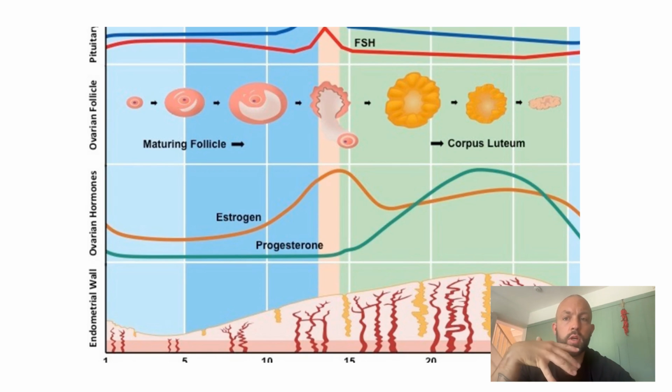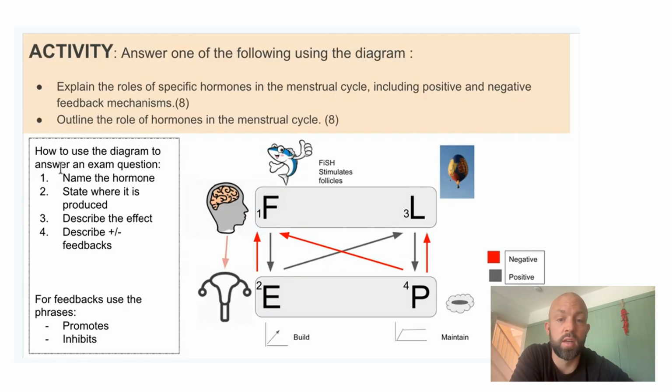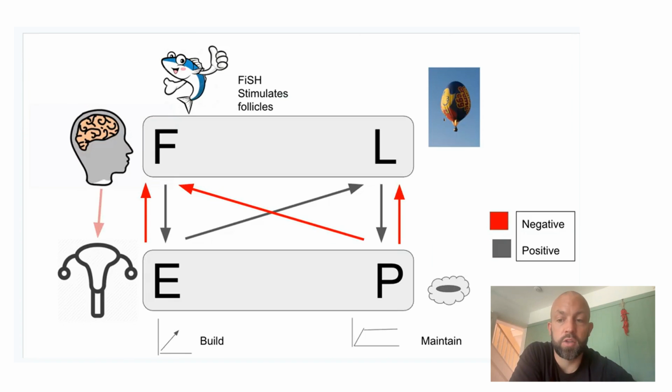I find this a little bit confusing, and it is something to appreciate. But if you're thinking, I just want to do really well in the exam questions and maximize my points, the questions get asked like this: explain the roles of specific hormones in the menstrual cycle, including positive and negative feedback, or outline the roles of hormones in the menstrual cycle. A good colleague of mine showed me this diagram that she utilizes. It is now the holy grail of the menstrual cycle that I use. I've blitzed it up a little bit here, but ultimately, if you're in an exam, you'll just write out FELP.